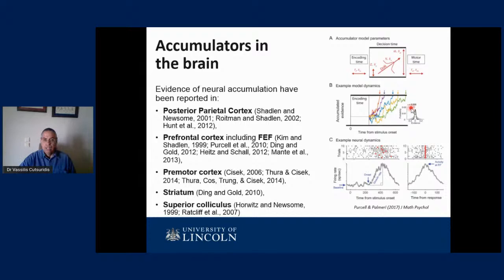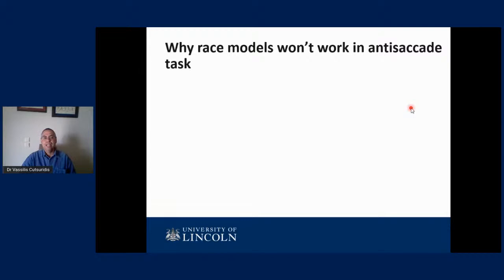Now I want to shift a little bit, go to a few other ideas, and I want to show you why these race models cannot really work in the anti-saccade task. The reason they cannot work in the anti-saccade task is that although they are attractive in terms of having to make only a single decision, when you are faced with multiple decisions, they cannot really replicate the outcomes or the results that are being observed in the lab.